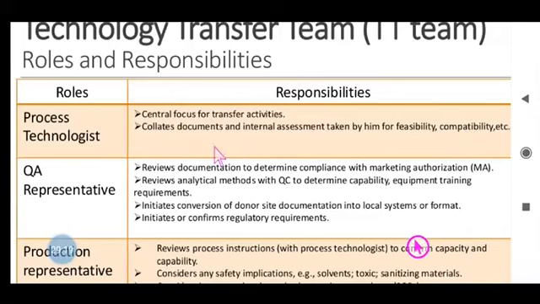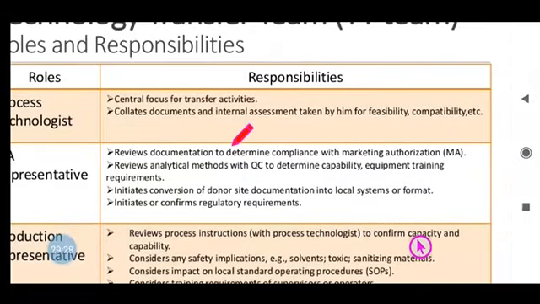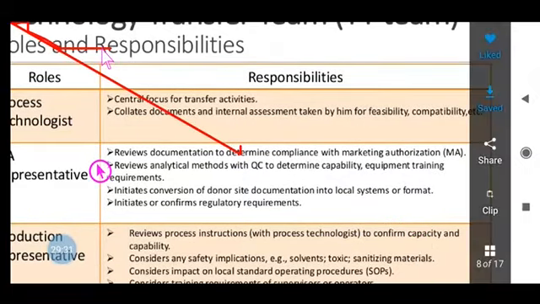The process of the new product is thoroughly studied by the process technologist, and he must compile all the relevant documents related to the process. Moreover, he has to work on the feasibility of the process during the transfer, and also the compatibility of the process with the new manufacturing facility.